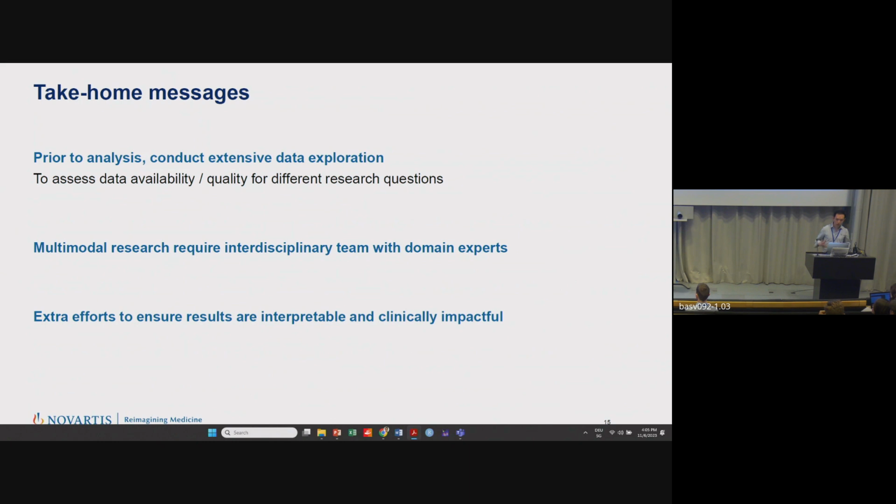So new data modalities come with opportunities, but also challenges. I would like to end my talk with three take-home messages. The first one is, prior to analysis, conduct extensive data exploration, because oftentimes those data were collected some time ago for a different kind of purpose, for a different kind of research question.